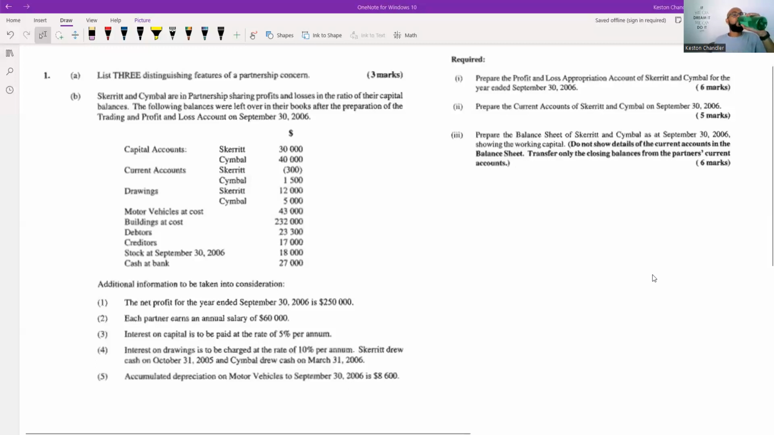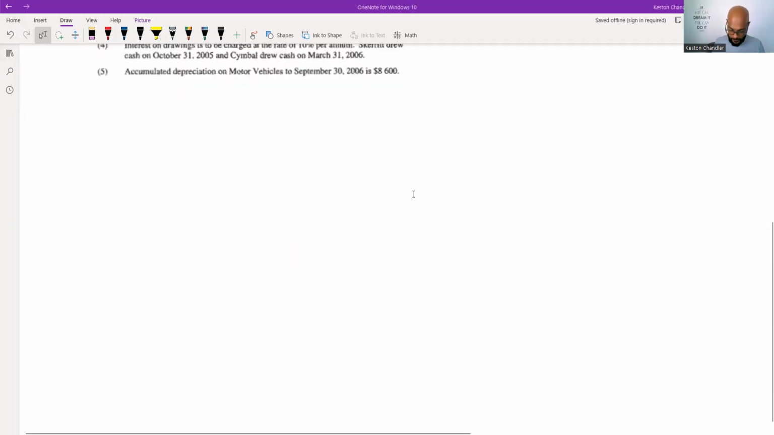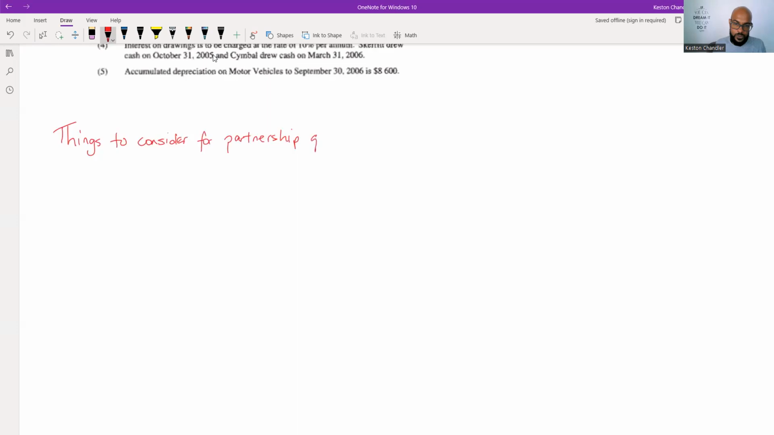A good approach that you could take when you're going to do a partnership question is to break it up into some of the requirements you'd usually have. So in our partnership question, we just put this as things to consider for partnership questions. You might want to take a note of this.